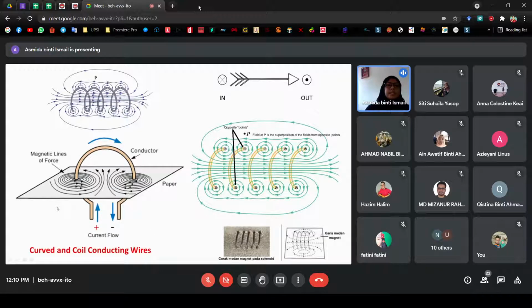Okay, this is the curved coil conducting wire, and how to find the direction? Just use your right hand grip rules. This is arus masuk and this is arus keluar. This is arus masuk and this arus keluar. Macam mana dia punya direction of the magnetic field?